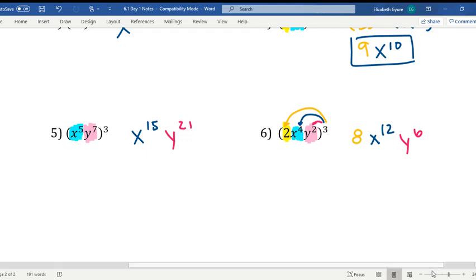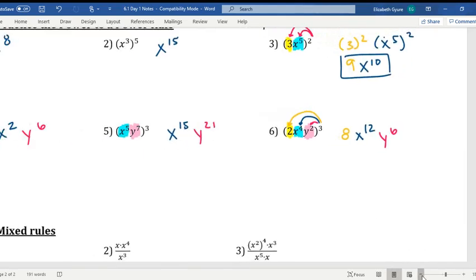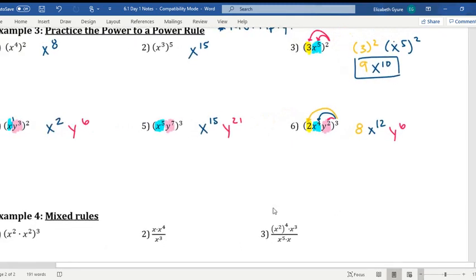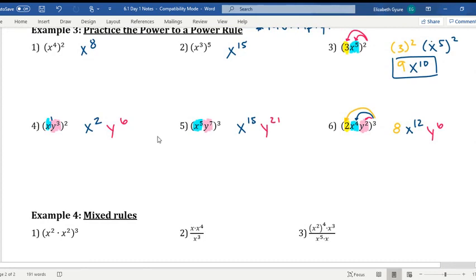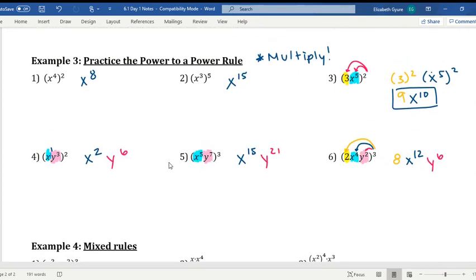Alrighty. So I don't think we're going to have time to get to the bottom part. If we have time, we'll look at that another day. That's just like looking at multiple rules at once. Okay. But I think we're pretty cashed out for today.